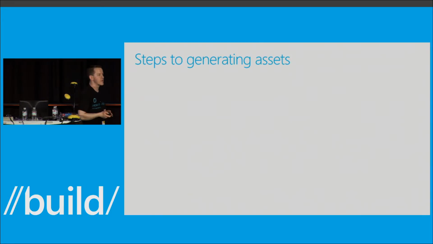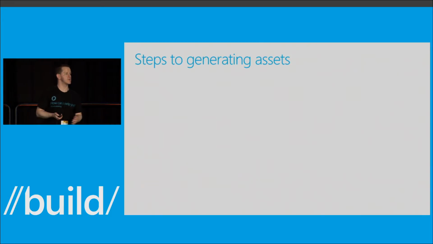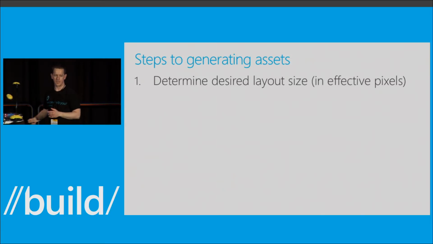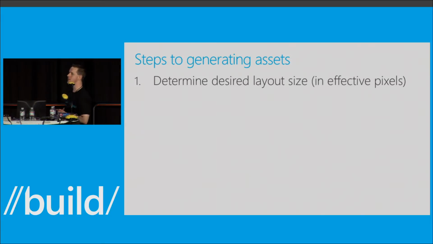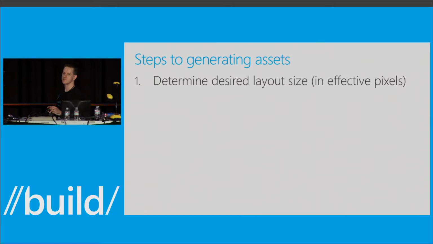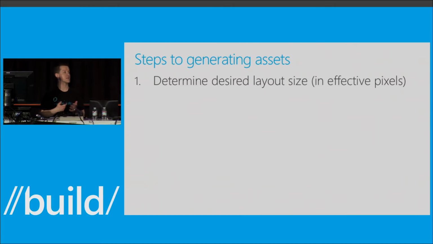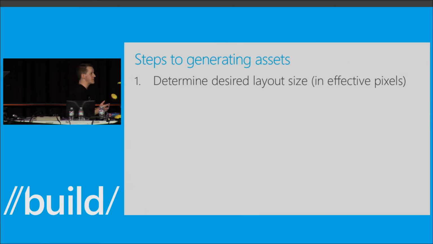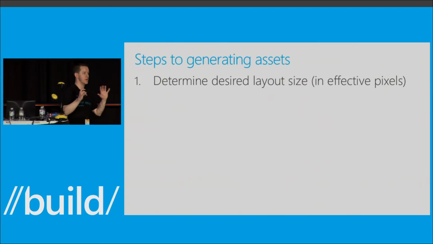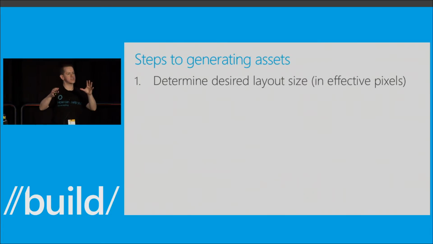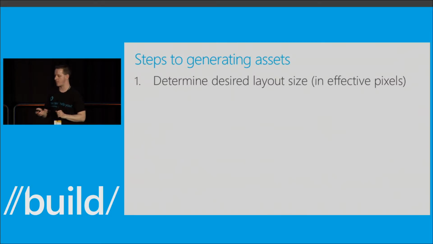So quick review on the way we generated those assets. The first thing is to determine your layout size in effective pixels, right? Because this will drive things like your detail level. It also gives you a target to specify for your assets. That complex logo was 300 by 300, and the simpler logo was 100 by 100.